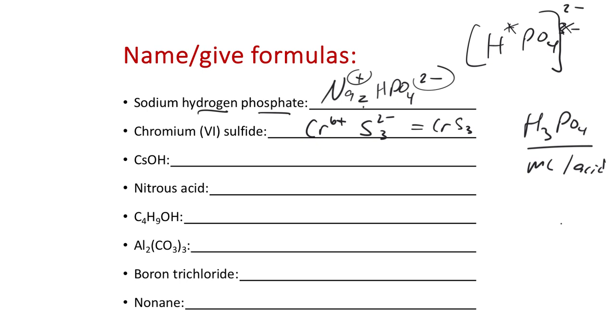Cesium isn't the most common alkali metal, but it's in the alkali group. It's just a plus charge. Hydroxide is OH-, so that's just cesium hydroxide. So just name to formula to name.